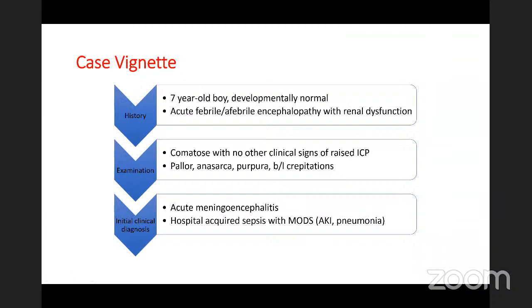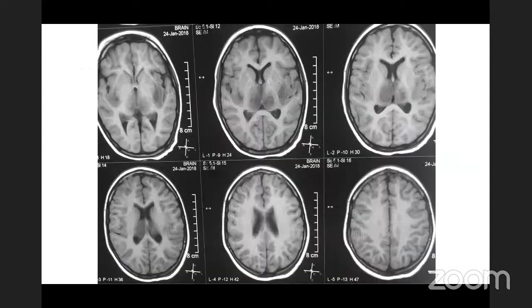So next we come to another case vignette. These are some of the atypical neuroinflammatory lesions. We have a 7-year-old boy, developmentally normal, presenting with acute febrile encephalopathy with renal dysfunction. The child became comatose, had features of raised ICP, and also had sepsis and thrombocytopenia. And because of persistent encephalopathy, we went for neuroimaging.